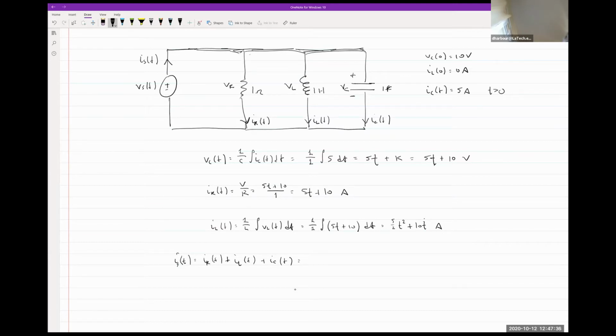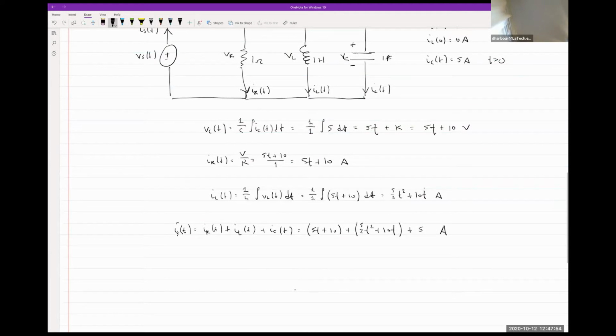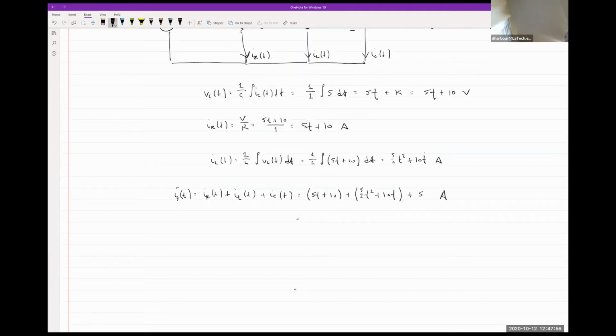And so that would be 5t plus 10 amps through the resistor, 5/2 t squared plus 10t amps through the inductor, and then just 5 amps constant through the capacitor. And putting all that together, we have some like terms here. So looks like 2.5 t squared out front plus 15t there, and then just 15 on the end amps.